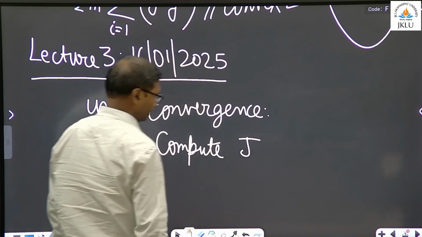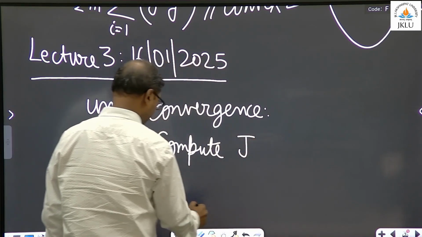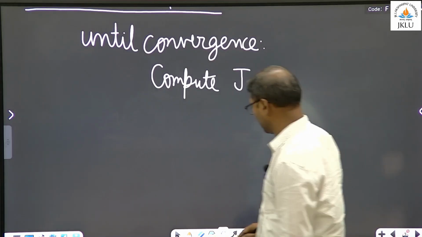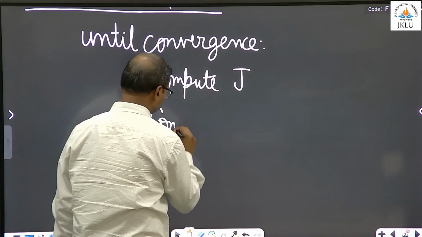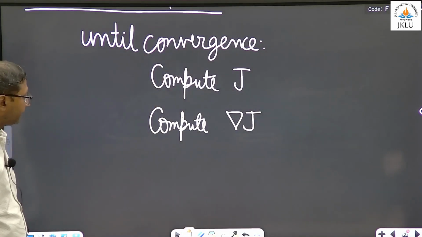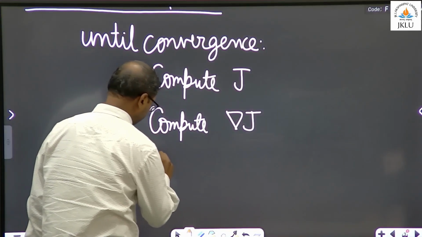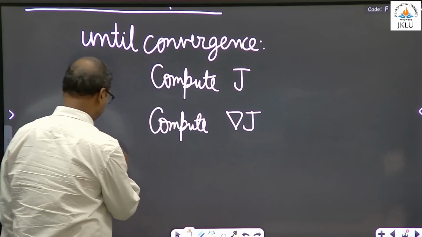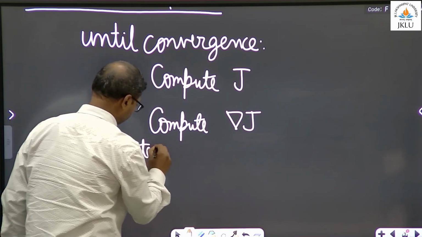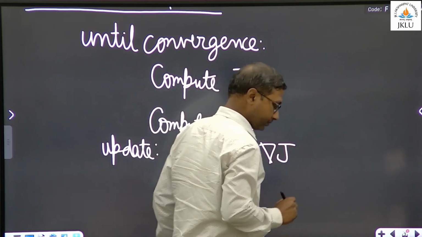Compute J. Okay. Compute J. What are you going to compute next? So, you need to compute grad J. And then finally what do you do? Update. So, what are these update equations? So, I usually like to write it, update, and the update equation is W equal to W minus alpha grad J.